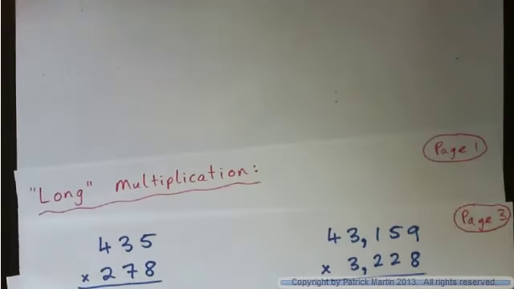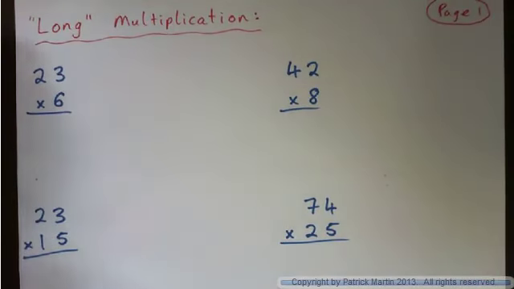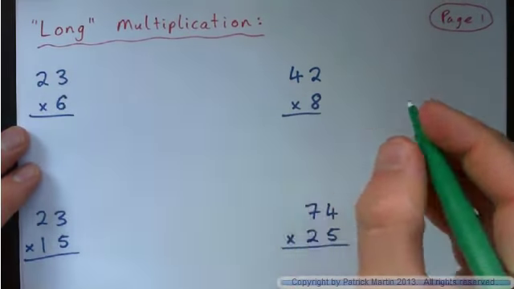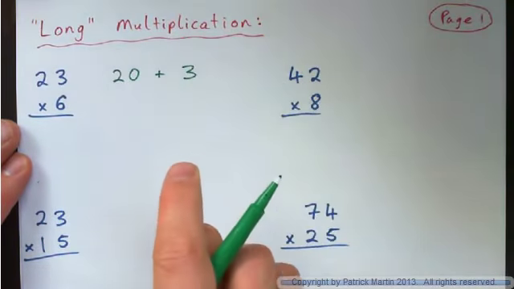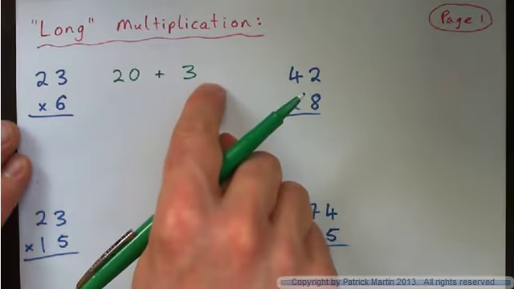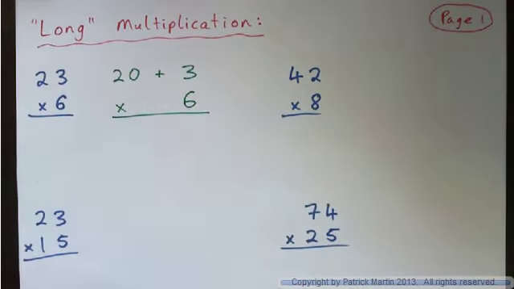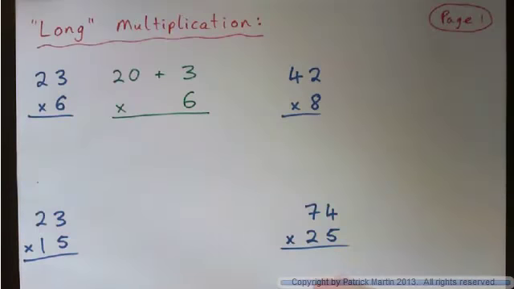So let's begin with page 1. 23 times 6. I'm going to have you do this first of all. Write it down, and then we're going to write 23 as 20 plus 3. Can you do that? Write this down, and then beside it write 20 plus 3 times 6. Okay? Because we need to see that 23 is in fact 20 plus 3. You agree with that, right? So we're doing 20 plus 3 times 6.